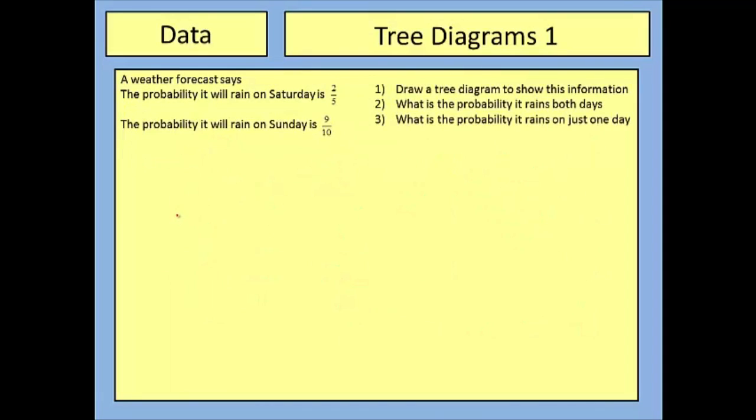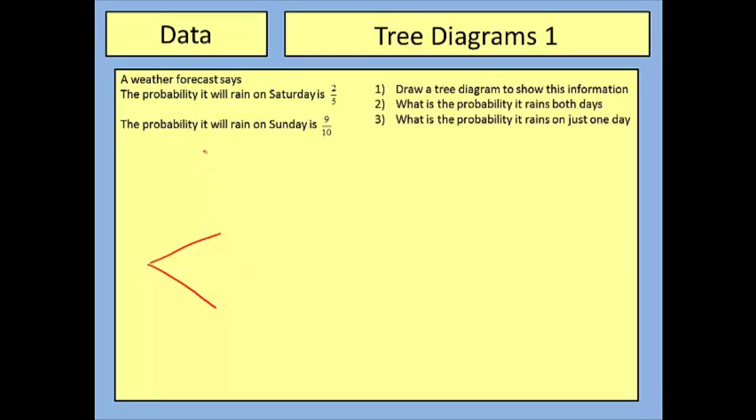In this question, it talks about the probability of rain on 2 consecutive days, so Saturdays and Sundays. So what we're going to do first is set up our tree diagram. And be careful with questions like this. Read them very carefully. You might be tempted to put 2/5 here and 9/10 here. It doesn't work like that.